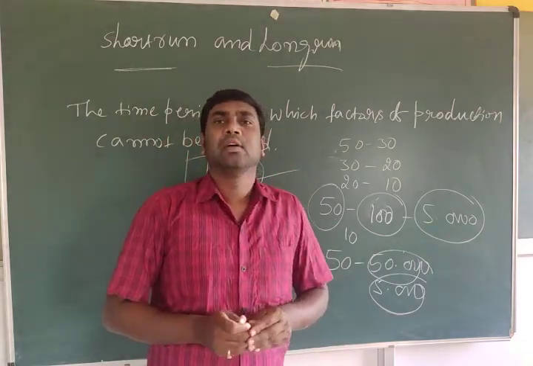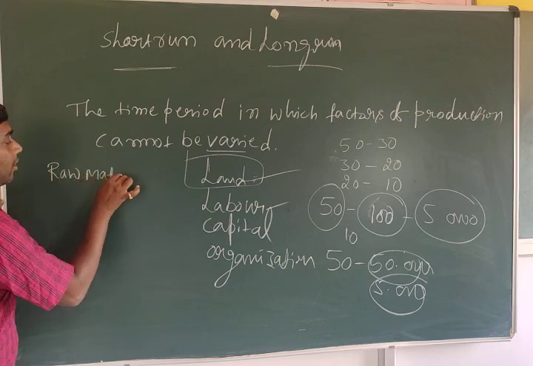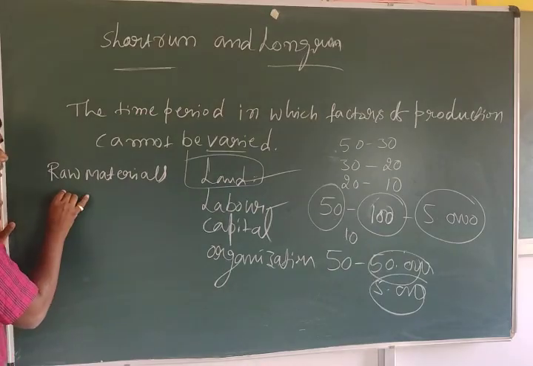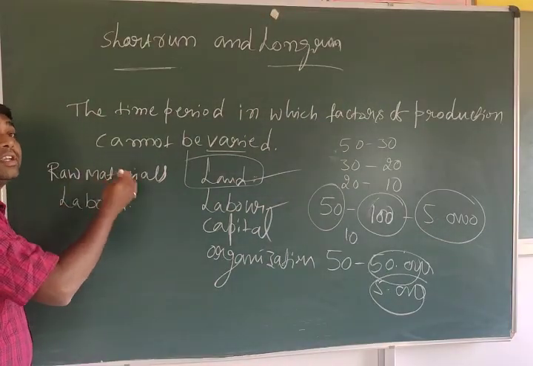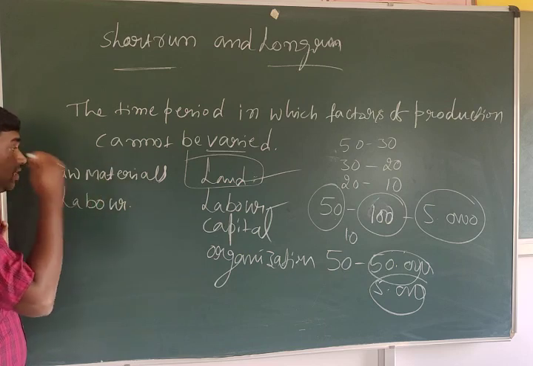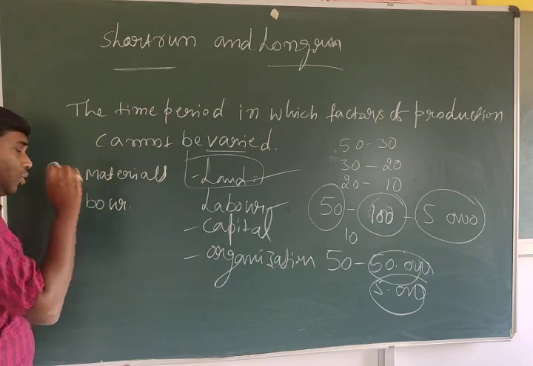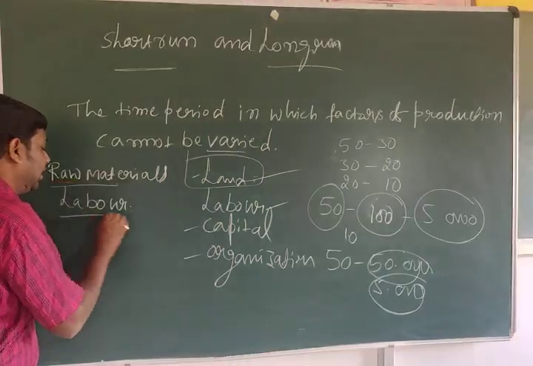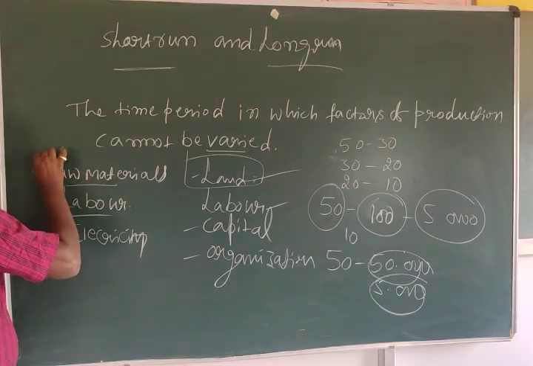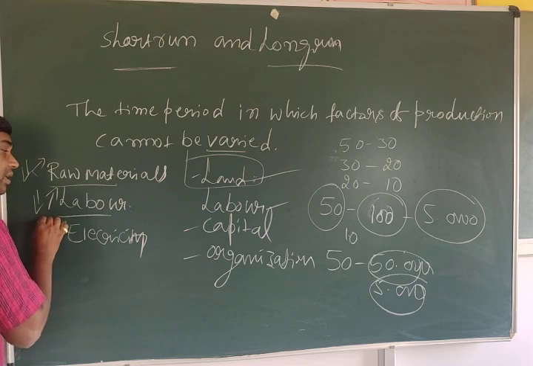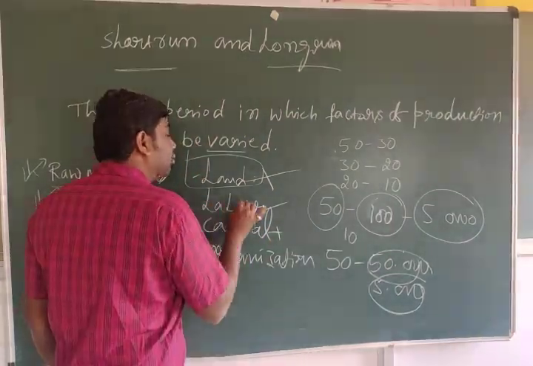We can change only a few factors. For example, we can change raw materials. We can change labor, increasing or decreasing the number of laborers, and also change the shift of the work, maybe first shift, second shift. We can also change electricity, how much we need, increase or decrease. But it is highly impossible to change land, capital, organization. So we can change only labor in the short run.